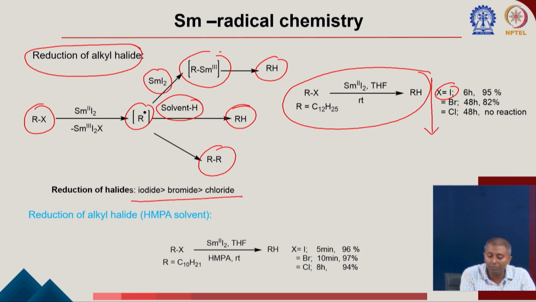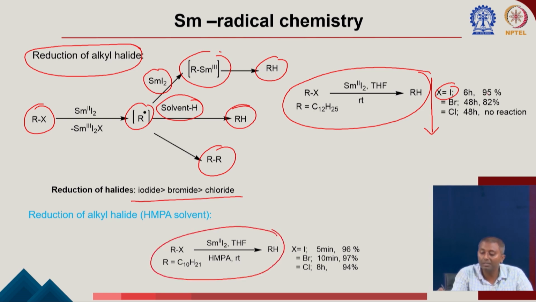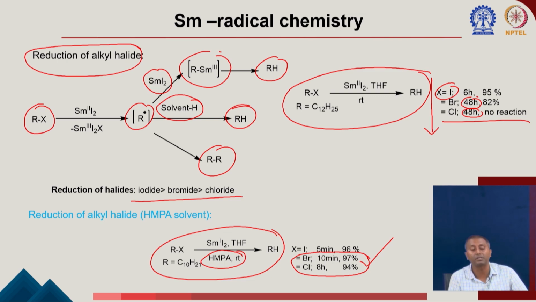And now the thing is, if you use HMPA, what is happening here? HMPA is making a huge difference, because at the beginning you have seen for X equal to bromo you need 48 hours, chloro even no reaction. But here, once you use HMPA, we can see in case of bromo and chloro, which was a very long reaction, now under 10 minutes or 8 hours these reactions are possible. What is happening here? Once you add HMPA, this changes the redox potential, which allows you to now reduce this carbon chlorine bond much faster.